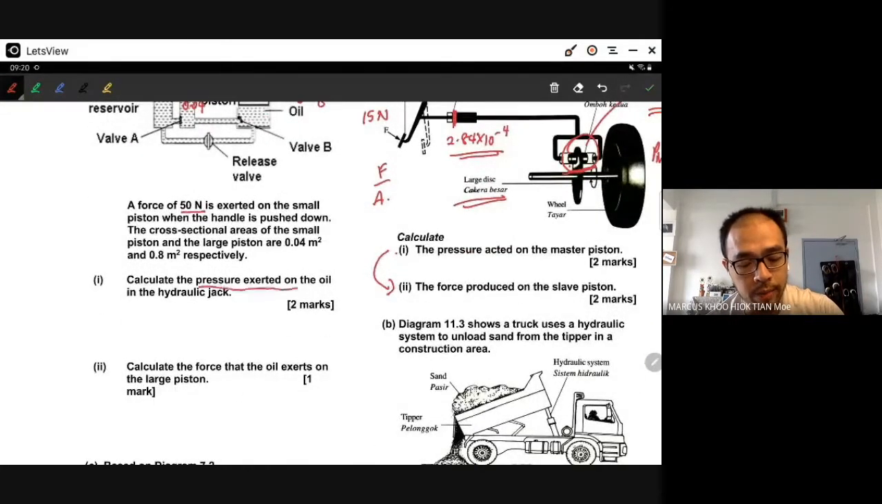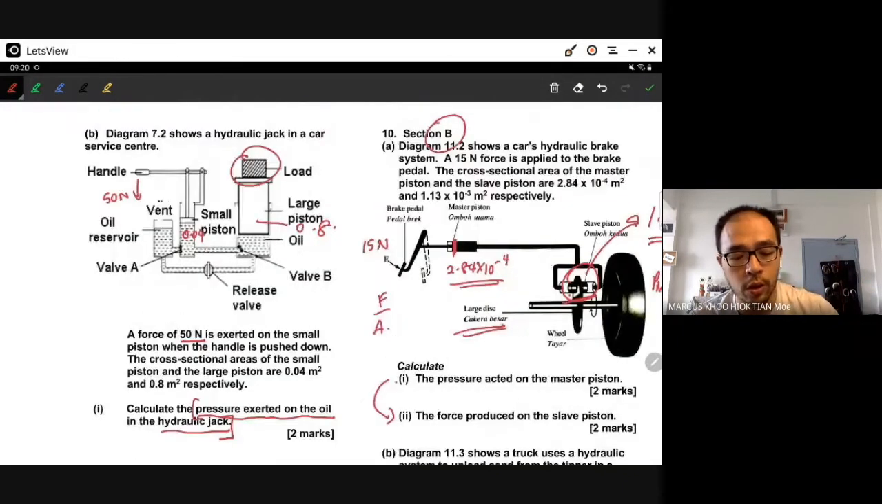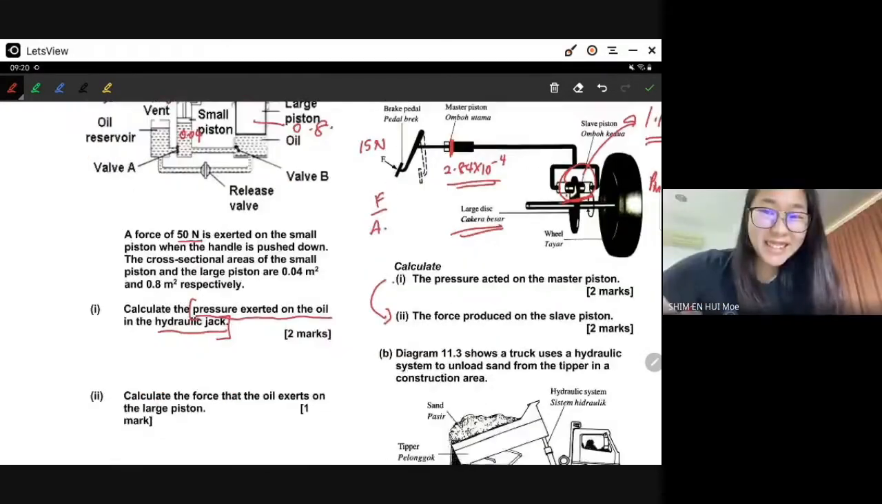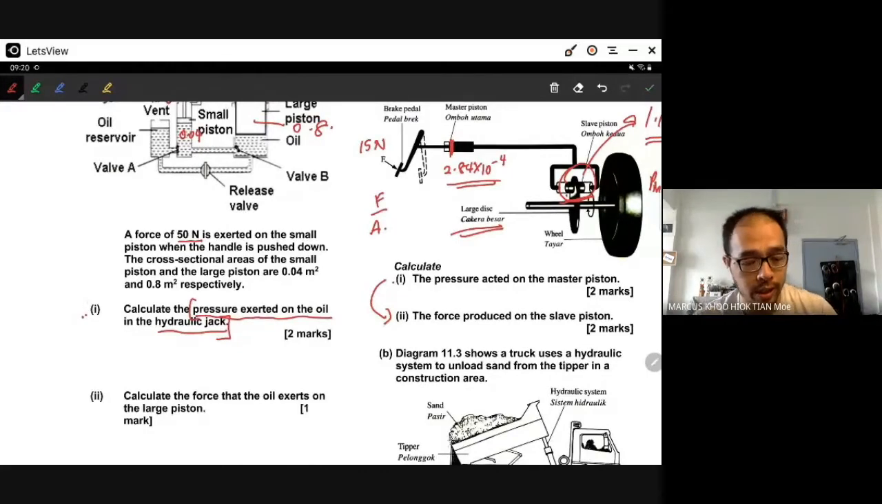Okay, this one, pressure exerted on the oil, are we talking about input pressure or output pressure? When they say pressure exerted on the oil in the hydraulic jack, are we talking about the input pressure, the one that you push, or the output pressure? Which one is this question referring to? Okay, we're talking about input pressure. Can you tell me what is the value of the input pressure?